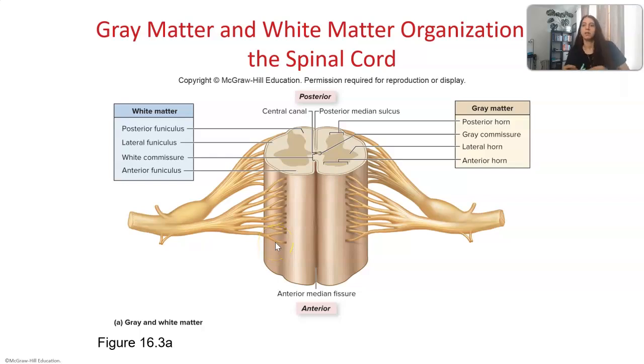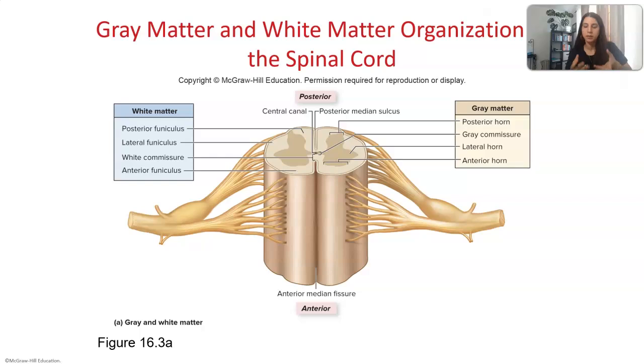When we look at the cross section of the spinal cord, we again notice that there is an H or butterfly shape in the middle, and it's surrounded by white matter. And that is not by accident. There is a very specific organization of gray and white matter. And if you remember from chapter 14, chapter 15, we discussed why it has this color.